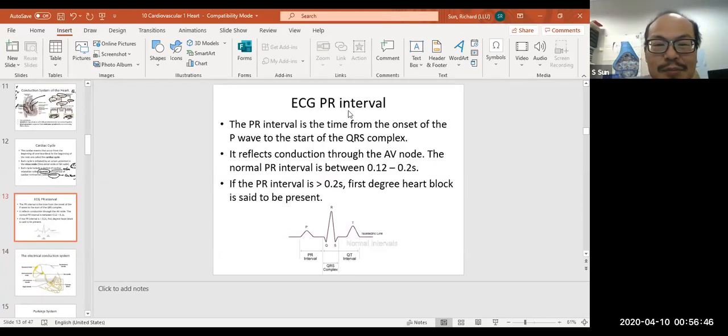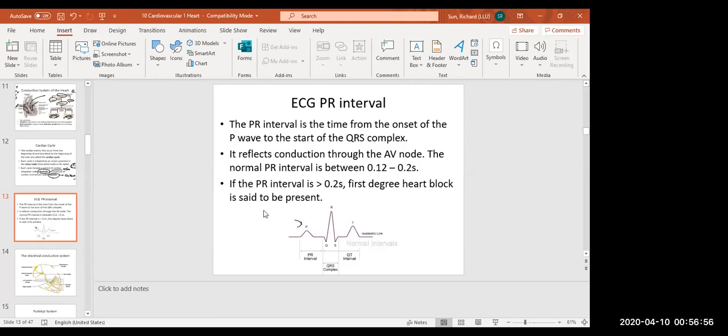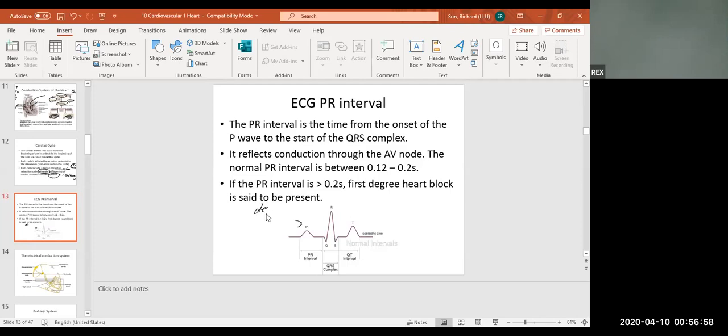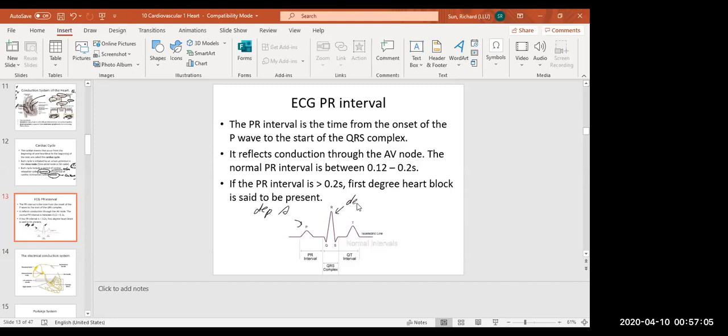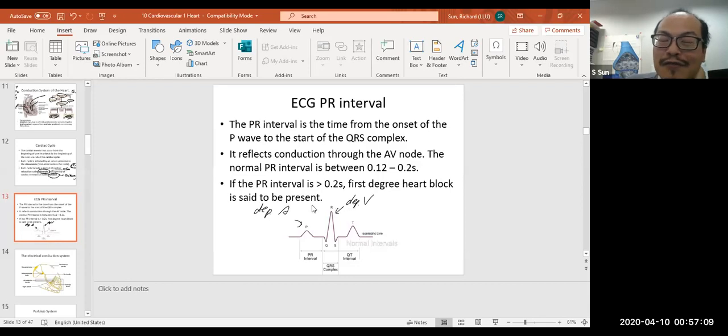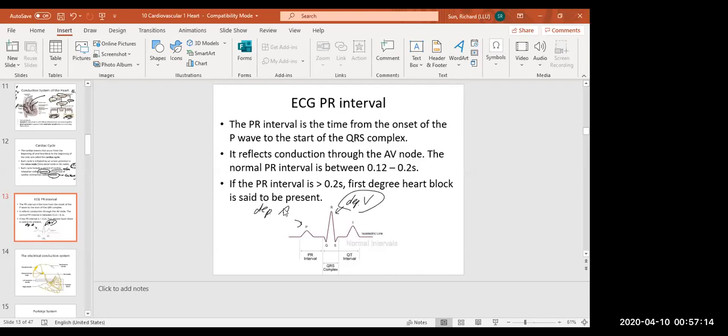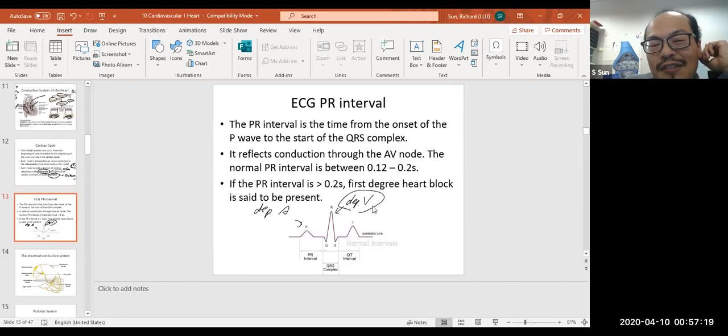Oh, by the way, let's talk about this one first. The PR interval, that's important, as we mentioned earlier. So this one represents what? Depolarization of the atrium. That's right. QRS is depolarization of the ventricle. If there's a question, choose this one, because repolarization of the atrium is very little compared to this. So the majority is depolarization of the ventricle.